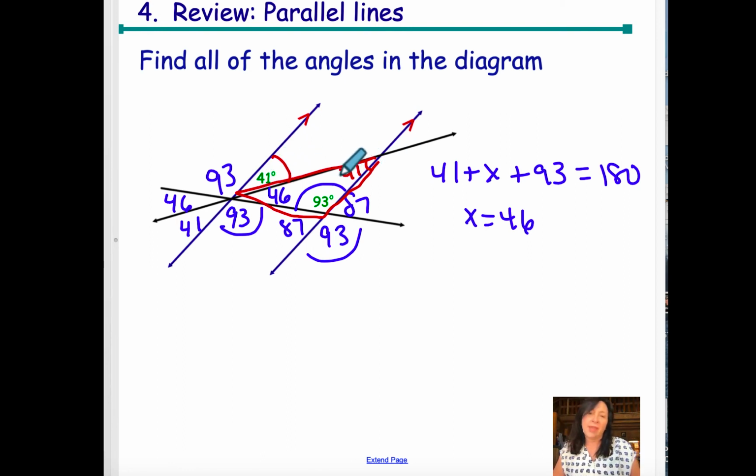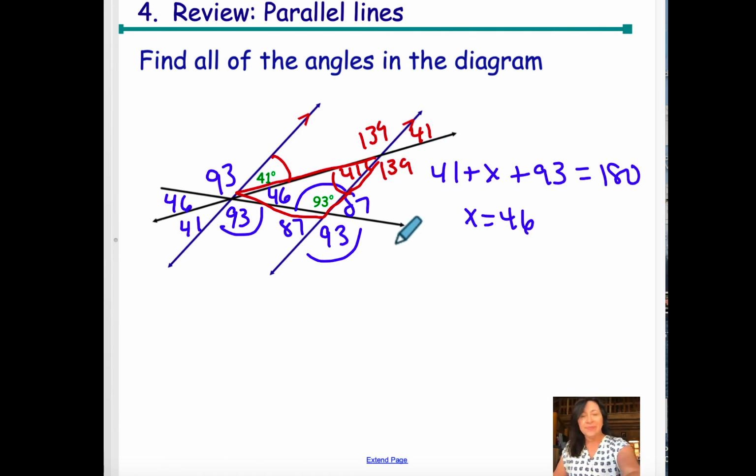And then again, these angles are alternate interior angles also. 41 degrees here, and 180, let's see, hold on, 180 subtract 41 should be 139, so that's 139, and that's 139. I think we hit all the angles.